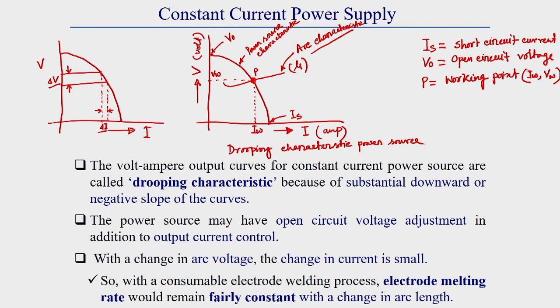Now, this power source may have open circuit voltage adjustment. This power source may have open circuit voltage adjustment in addition to output current control also. Here we can adjust this open circuit voltage, and generally output current control is also possible in this power source.